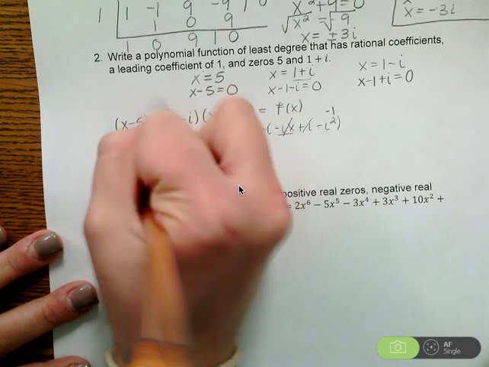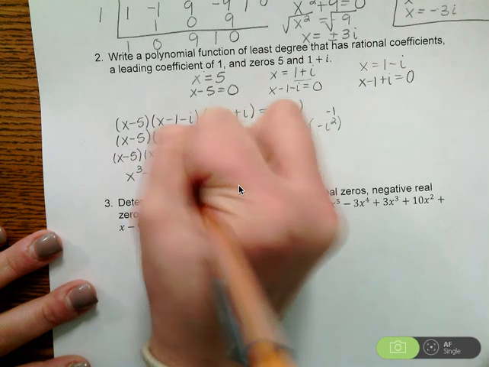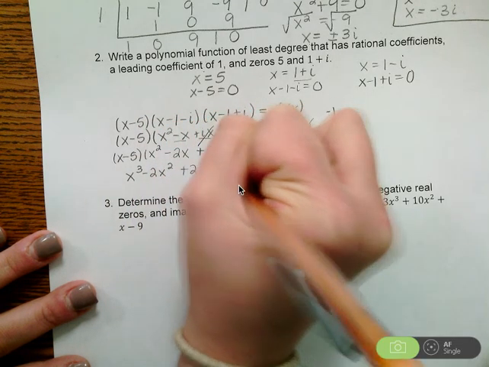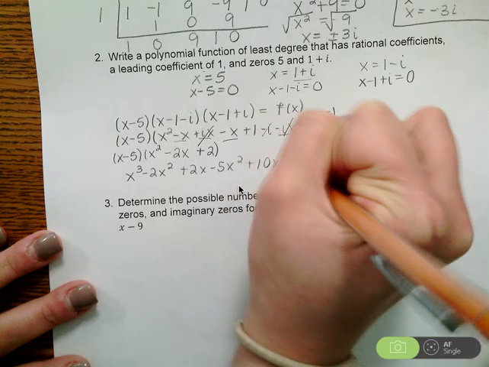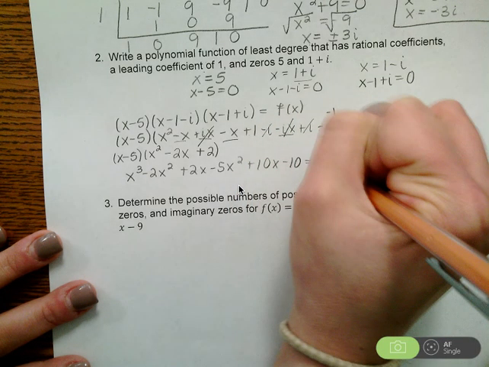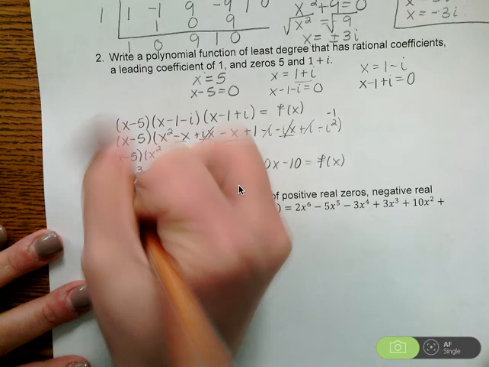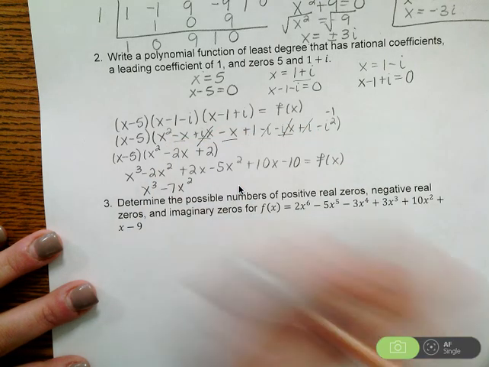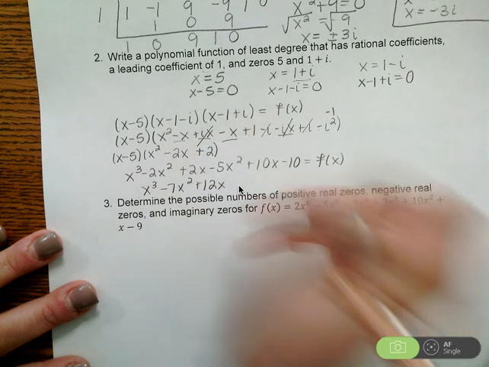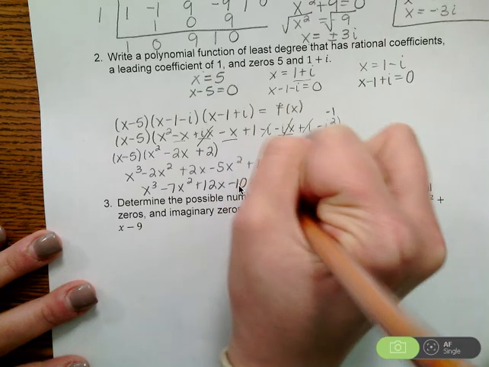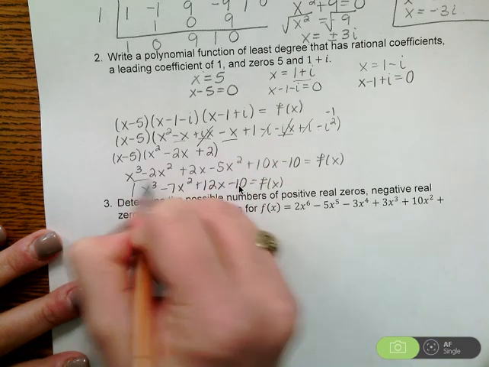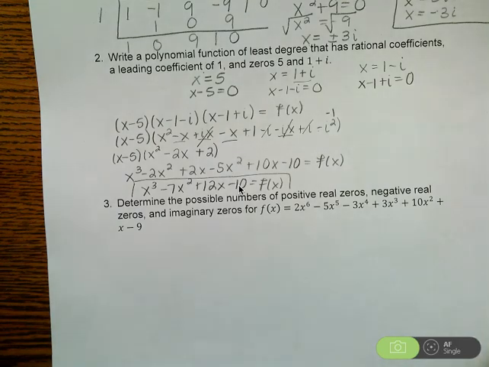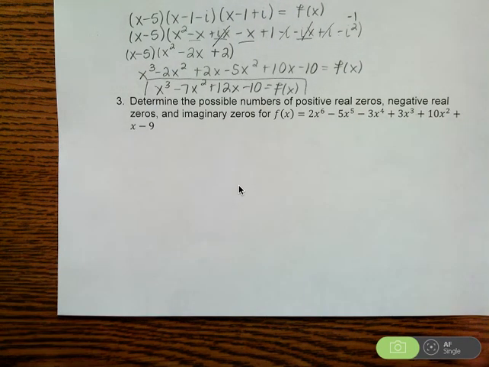So you get x cubed minus 2x squared plus 2x minus 5x squared plus 10x minus 10 equals f of x, and then finish solving, keep it in standard form. x cubed minus 7x squared plus 12x minus 10 is equal to f of x. A lot of work for a little answer, but that's okay. Beautiful. Okay, number 3. We are on to bigger, better things.